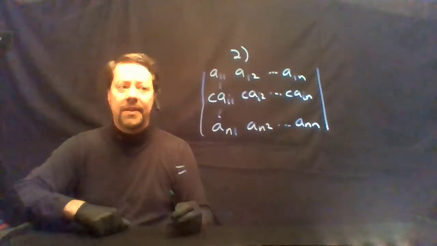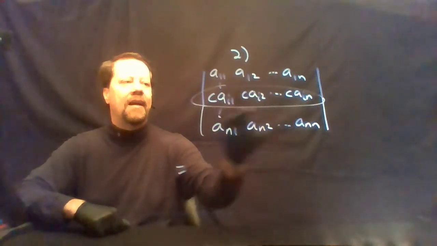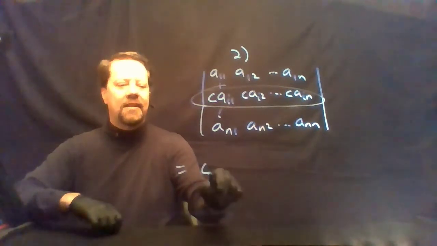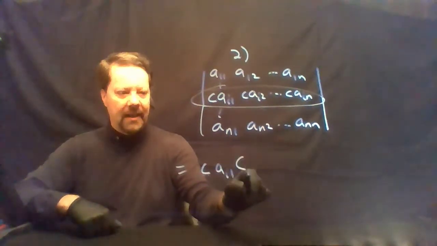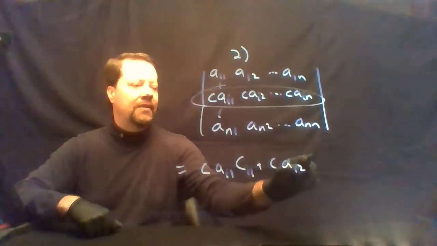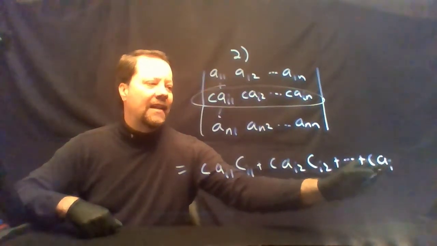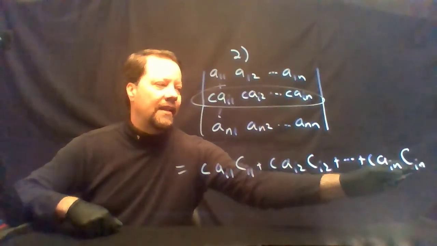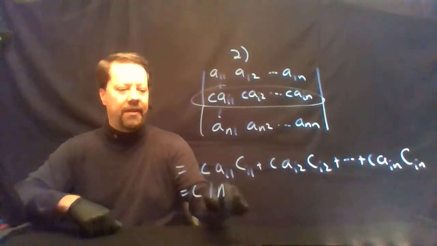The way to do this would be to calculate the expansion around the ith row: c times a_i1 C_i1 plus c times a_i2 C_i2 plus c times a_in C_in, and you can factor the constant c out and just get the determinant of the matrix A.